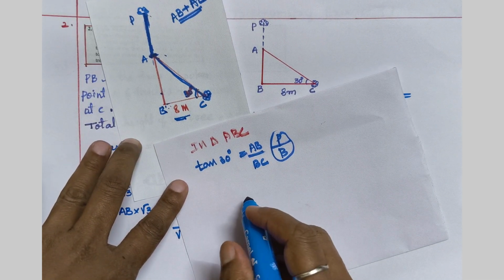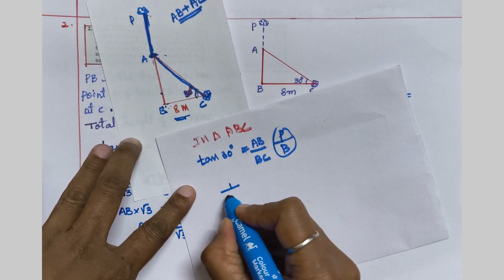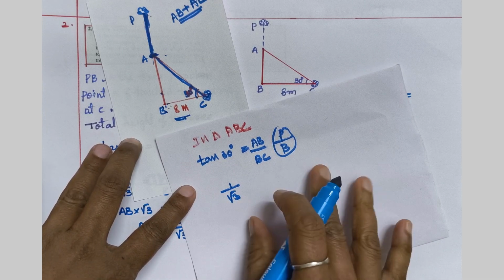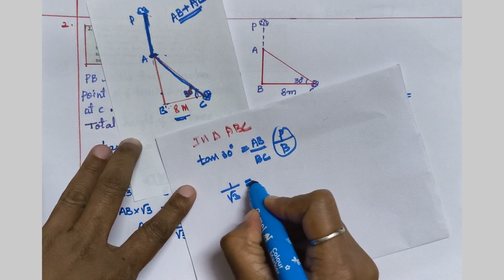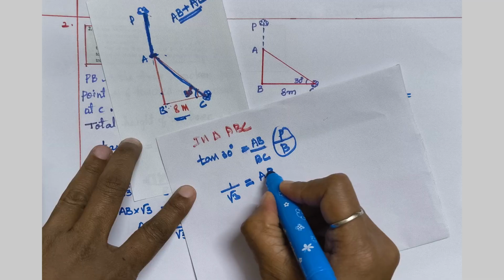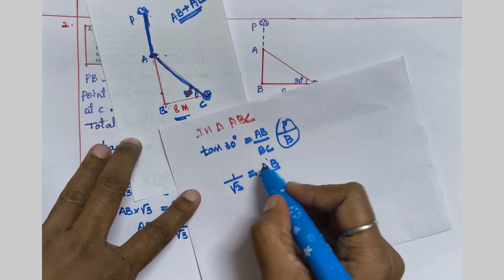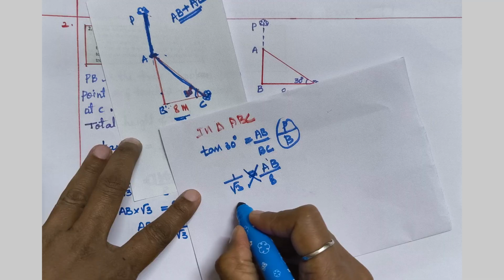Next, tan 30. What is tan 30? Tan 30 is 1 by root 3, is equal to AB, which we don't know, so write it as it is, AB divided by BC. What is BC? 8. 8 is the BC. Now you do cross multiplication.